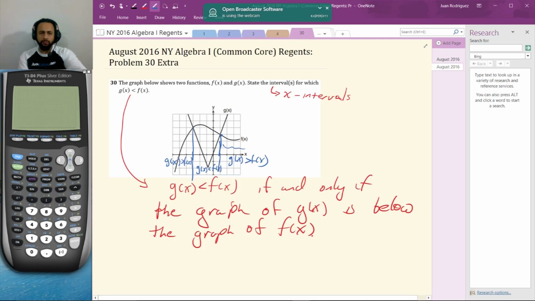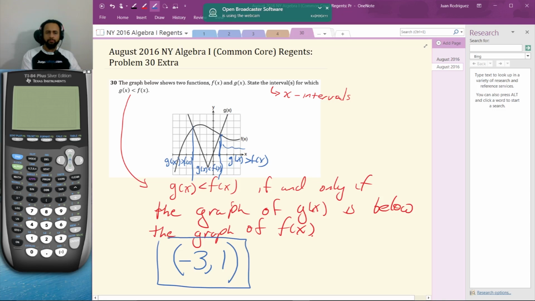So the interval, oops, just do that. Okay, the interval is from here, -3 to 1. So the answer is -3 to 1. With parentheses, because at -3, g of x is equal to f of x, so it's not less. And the same goes for the point x equals 1. So this is your answer. Done. Also, another valid solution, just x such that -3 is less than x is less than 1. However you want to write it, that's up to you.